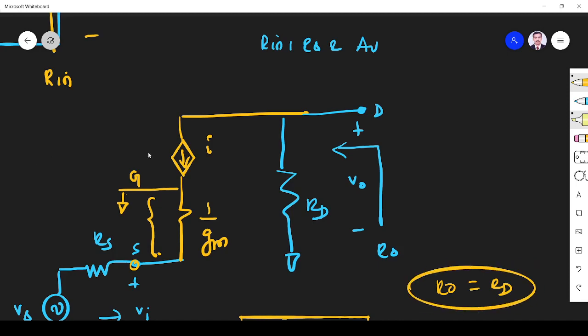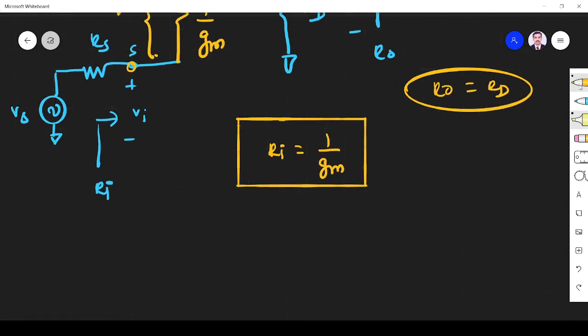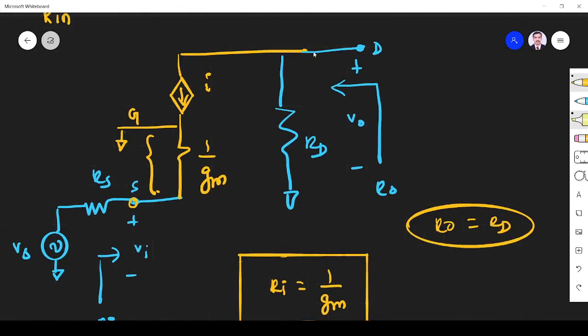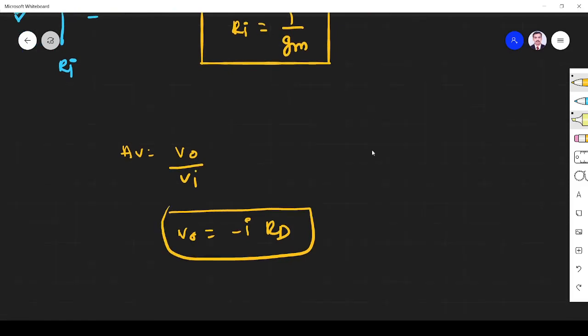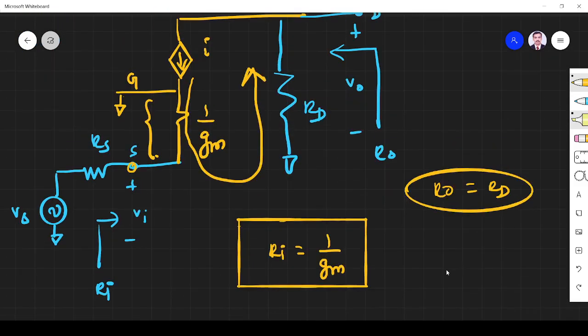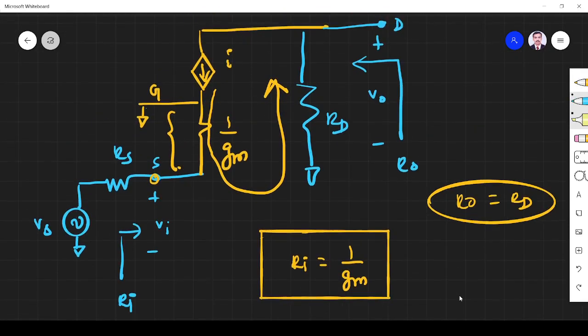Next, we found the input resistance, and now we have to find the gain AV. AV is equal to VO by VI. From the diagram, the current flowing through this terminal is I. This I is coming here and it is going like this. VO is entering through the minus terminal, so VO has the opposite sign. VO is equal to minus I times RD. What is I? This is I, and the same current flows here, because the gate current is 0.